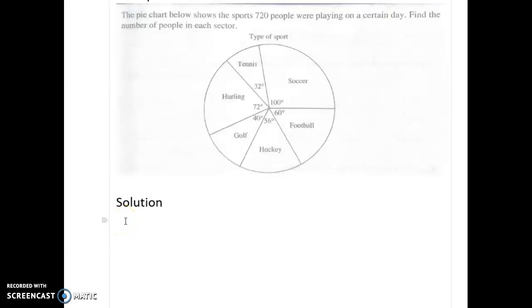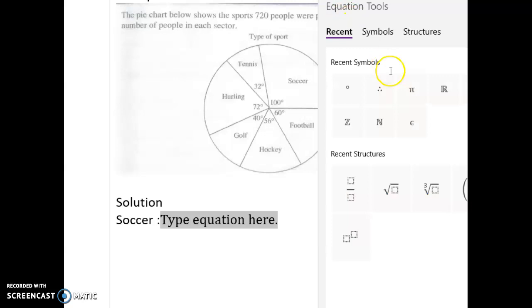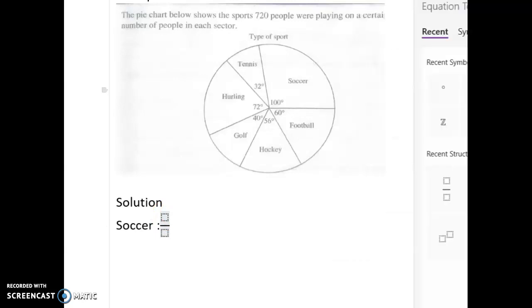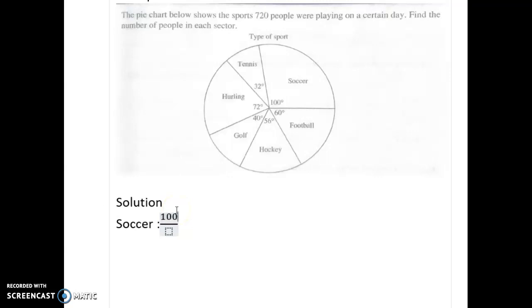So let's say soccer. And we know that it's going to be the number of people in each section. So that will be 100, or the number of degrees in each section. It's the 100 degrees, over 360. And we have to multiply that by the total number of people, which is 720. And that gives us 200 people.